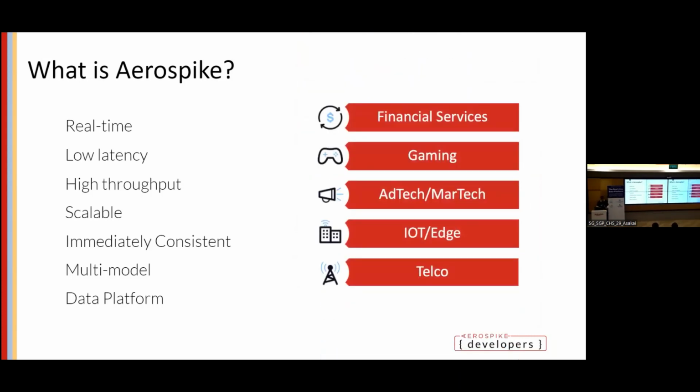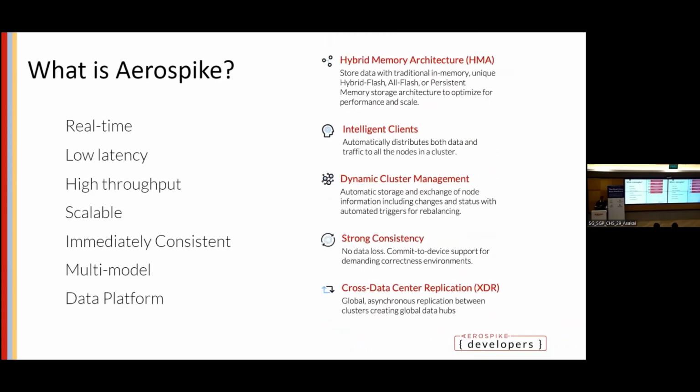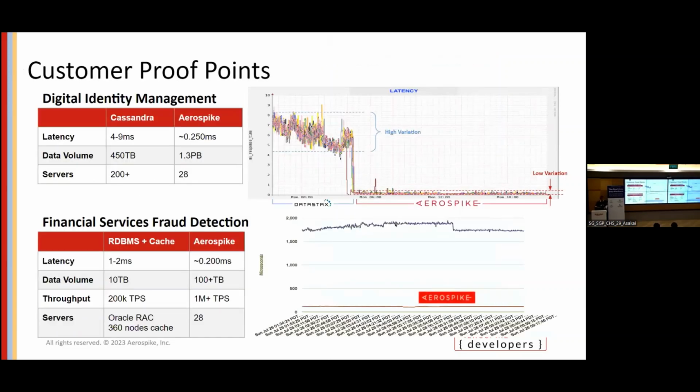A lot of customers use that, and I'm going to go a little fast so that my co-speaker also gets a chance to speak on how it can be used in different use cases. So, hybrid memory architecture, intelligent dynamic cluster management, strong consistency. It's the only NoSQL database which can be AP as well as CP together. Not all NoSQL databases offer that. You have availability and partition tolerance and strong consistency as well. So Aerospike can achieve that.